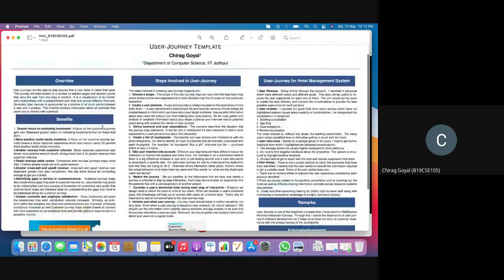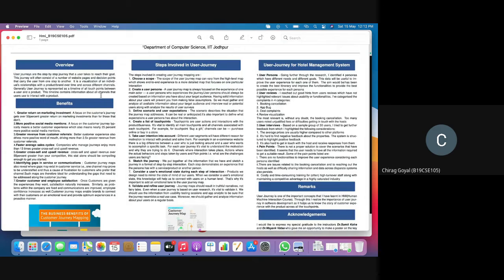Now we will see step by step the basic steps involved in a user journey. The first step is to choose a scope. What is the scope of the project? What scope does the user journey decide? The second step is to create a user persona. Then we define the expectations of the user and the corresponding scenario: what scenario we will take for their expectations, and what is the list of touchpoints the user will face, and take user intention. What are the user intentions?